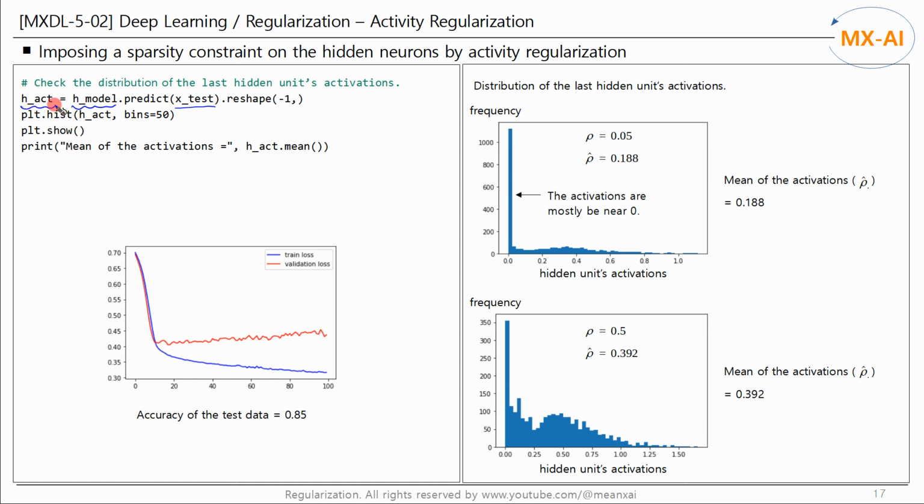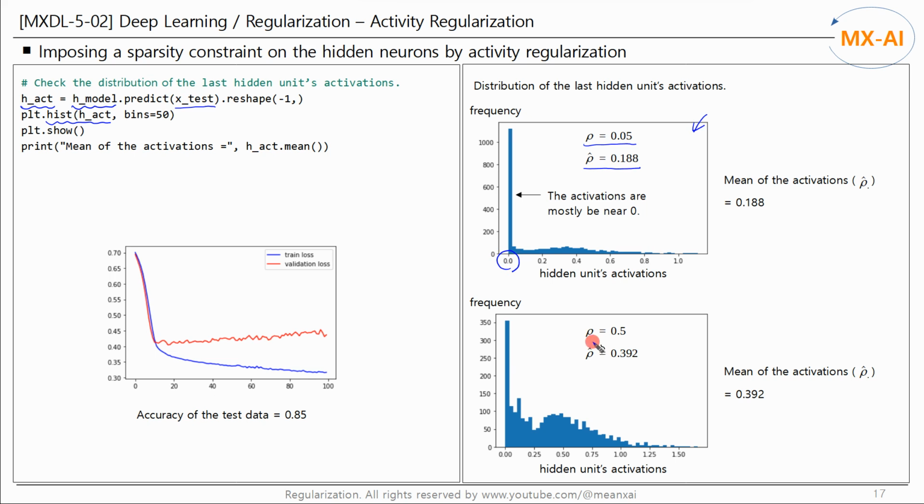H-act is the output of the last hidden layer. Observe the histogram of H-act. The observations are as follows. The histogram, when rho, the desired output, is set to 0.05 is like this. As expected, the outputs of the last hidden layer are mostly close to 0. The average of H-act is 0.188. This is the rho hat.